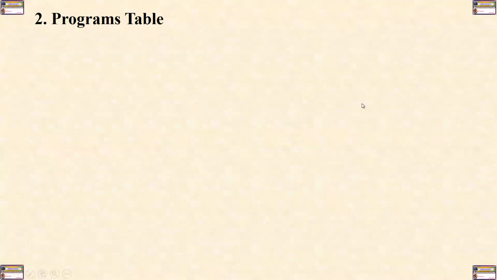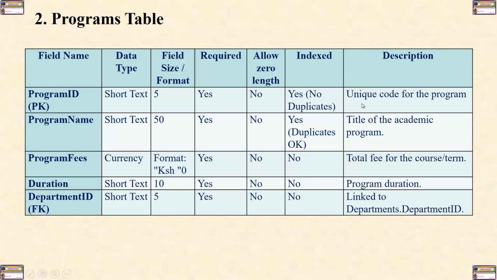What about for the programs table? For the programs table, we are going to set our properties as follows. For program ID, remember, those fields that are the same across the tables must be retained. The characteristics must be the same. The attributes must be the same. So for the programs table, for program ID, field size will be 5. Required, yes. Allow zero length, no. Indexed, yes.